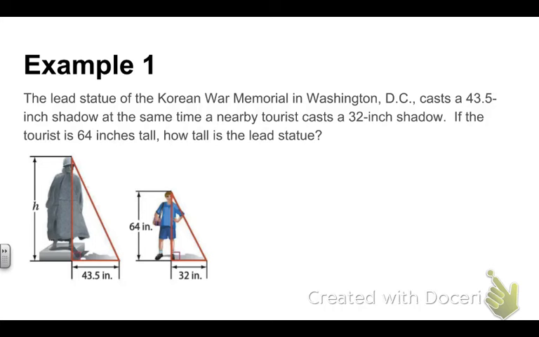To do this, you are going to do exactly what we were talking about yesterday with the similar figures. We are going to set up a proportion. Again, my hint: one figure, one proportion. There are other ways to do it, but this is one way that works quick and easy. So I'm going to look at the Korean War Memorial. One figure, one proportion, one ratio. I'm going to put H over 43.5.